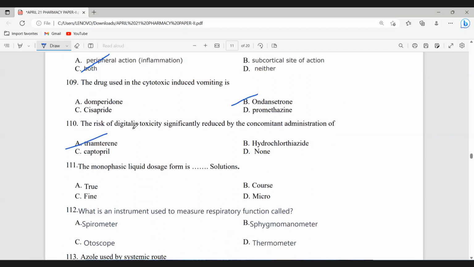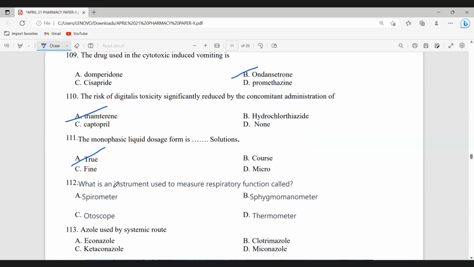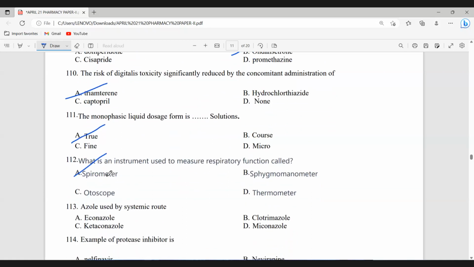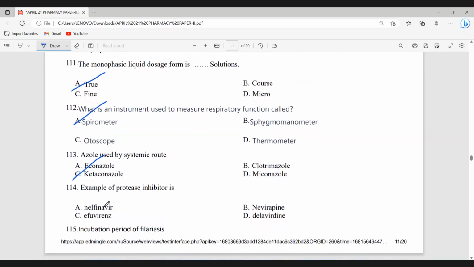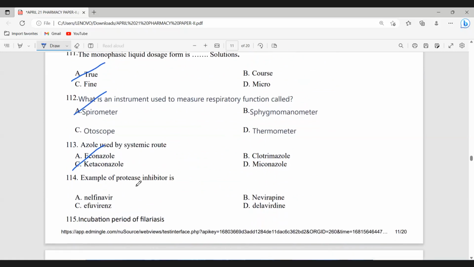Then 111. The monophasic liquid dosage form is dash type of solutions and true solutions. Then 112. What is an instrument used to measure the respiratory function? Spirometer. And 113. Azoles used in systemic route, that is ketoconazole. Then examples of protease inhibitor.